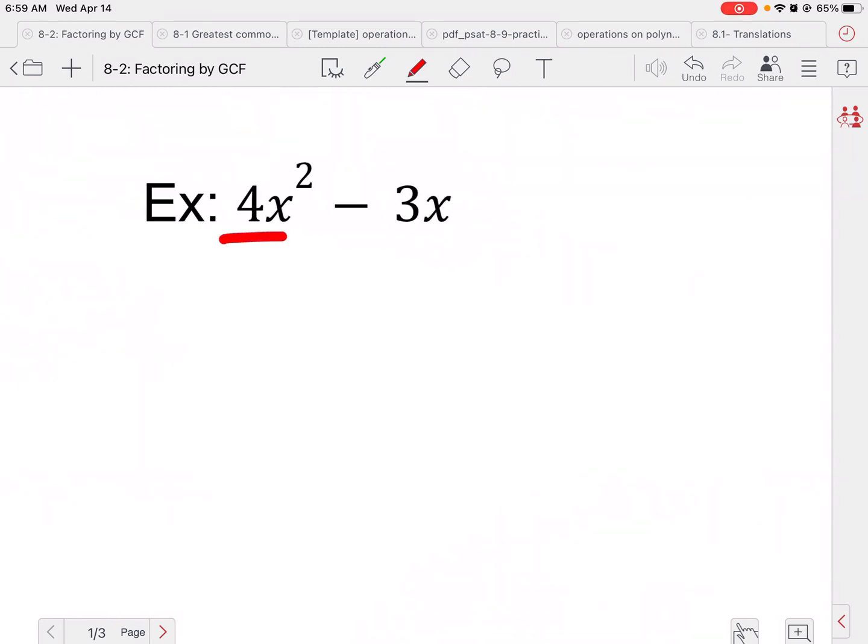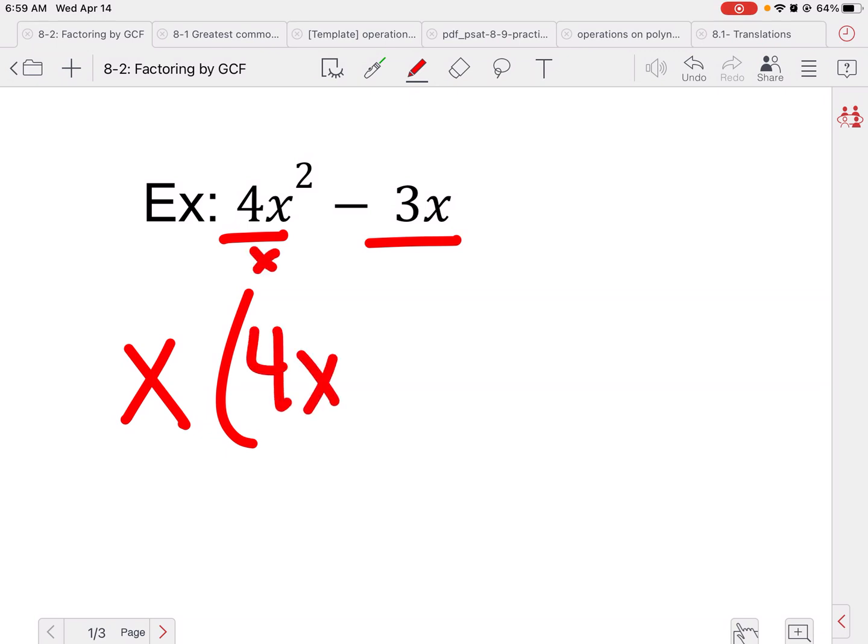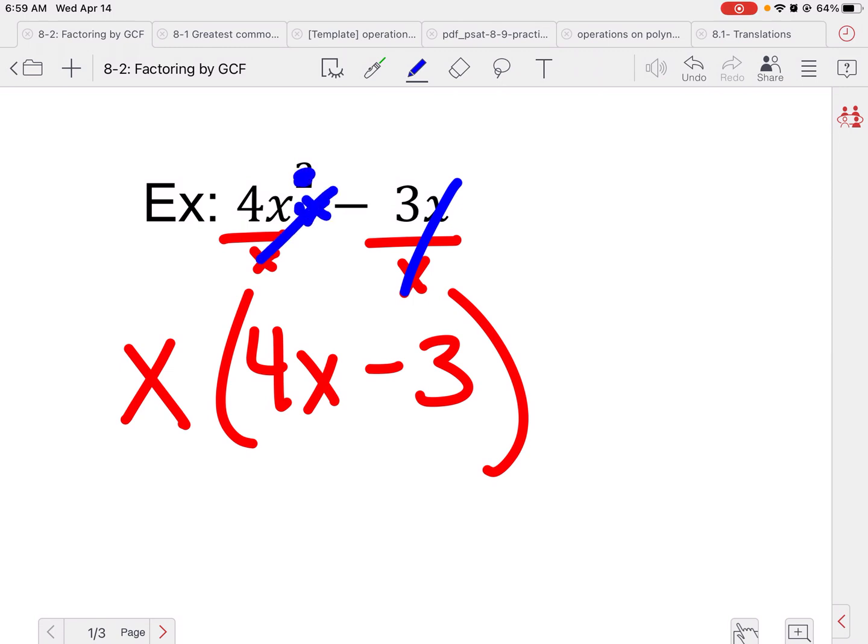So if I look at this one, if I look at the coefficients, there's not anything in common with 4 and 3. So the greatest common factor would be 1 there. But then if I look at my x's, there's an x in both terms, so I can factor out an x. And so then I'm left with 4x, because x squared divided by x is x to the 1. And if I divide this by x, I'm just left with my minus 3, because the x's will cancel out. Remember, this would be x times x, so just one of them cancels out, which is why we're just left with the x there. All right. Let's try another one.